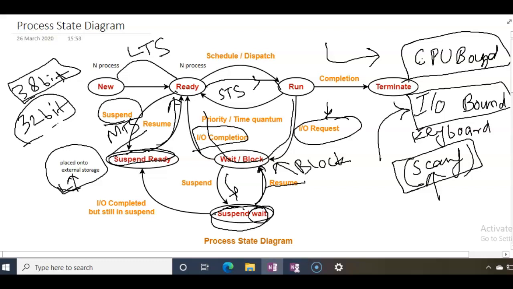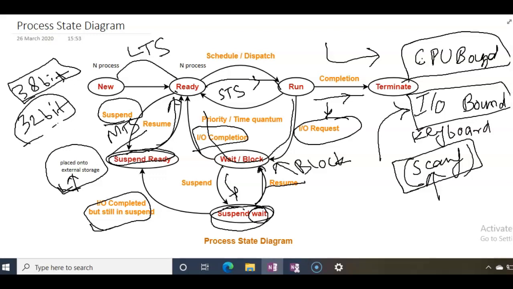But if I/O completed but the process is still in suspend state, then it will not go to the wait state, it will go to the suspend ready state, and from here it can go to the ready state. So this is basically a process state diagram, and after the completion of the process it can terminate. Okay, so you guys can note this down. And this is very important.